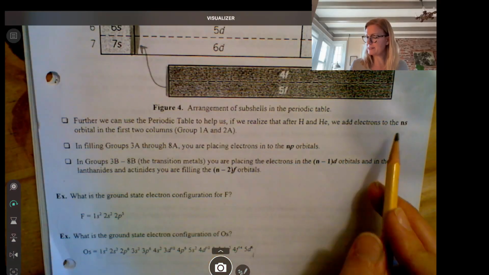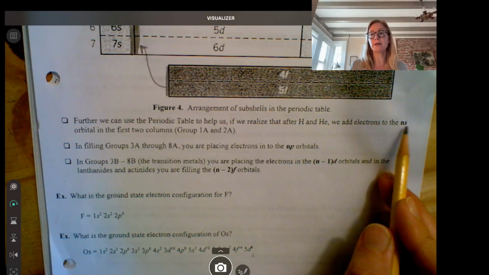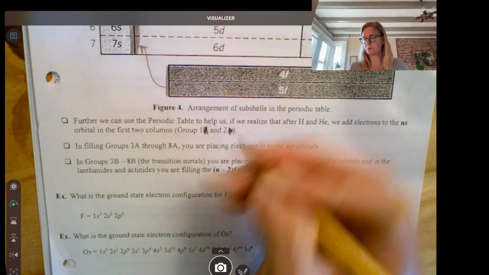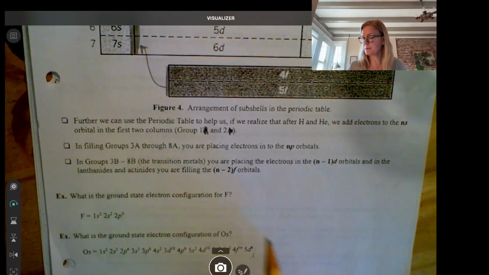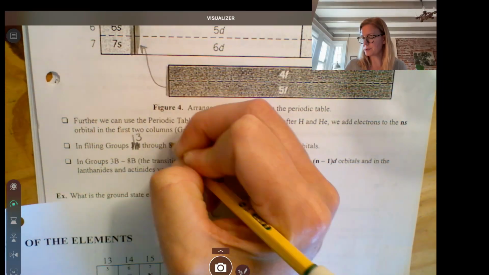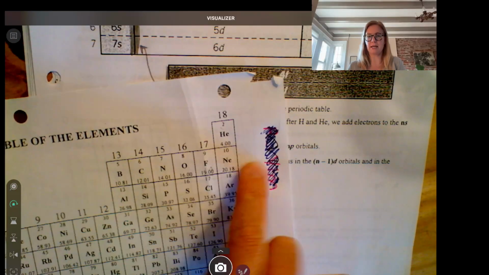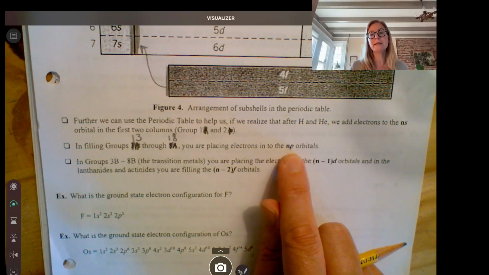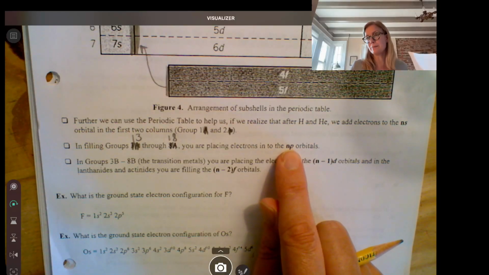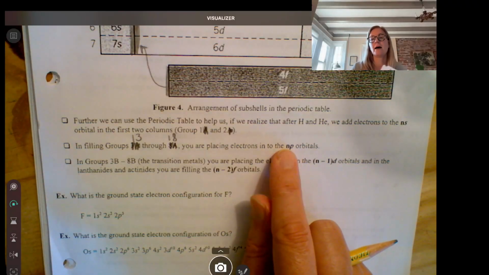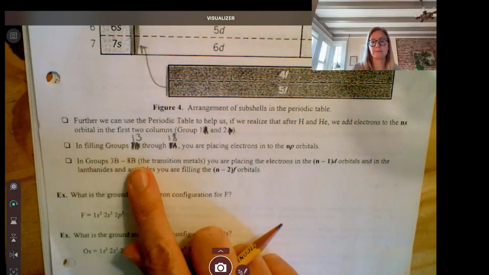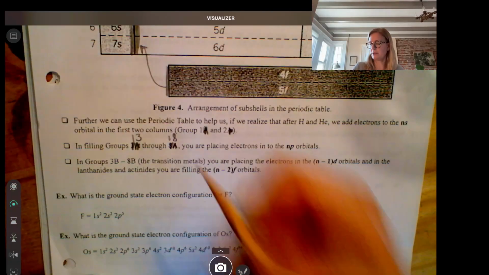So this we add to the NS, meaning if you're in the first energy level 1S or 2S or 3S or 4S in groups 1 and 2. Group 1 is column 1, group 2 is column 2. And filling groups 3A through 8A, this means groups 13 through 18 on the AP periodic table. You're placing electrons into the NP orbitals, meaning the 2p or the 3p or the 4p. There's no 1p because the first energy level only has S, no p. But after that, groups 13 through 18 are p, okay? And in groups 3B through 8B, they mean 3 through 12.